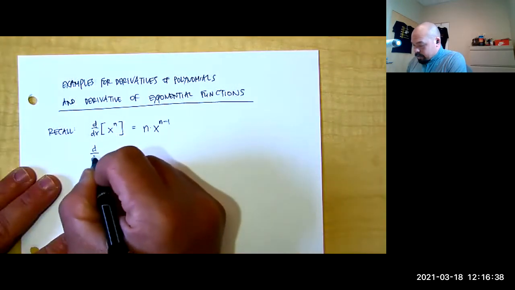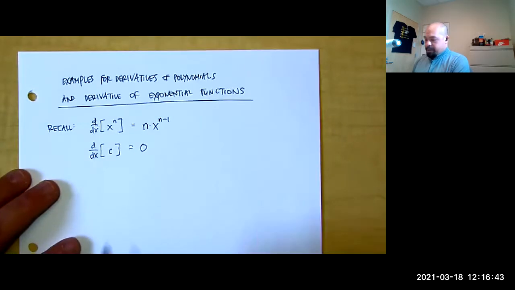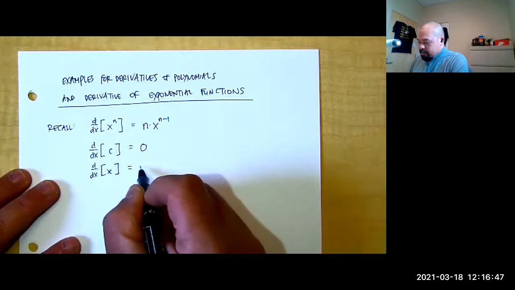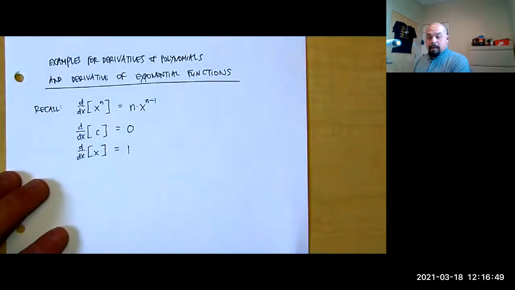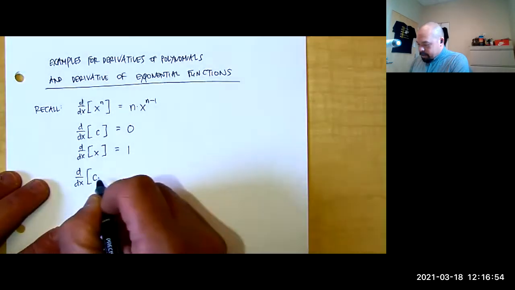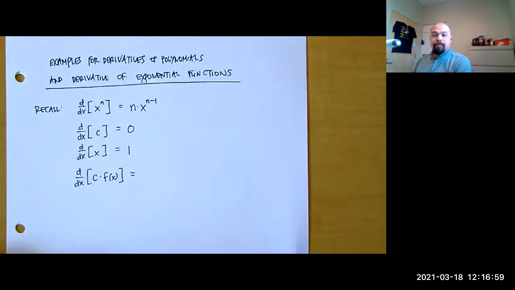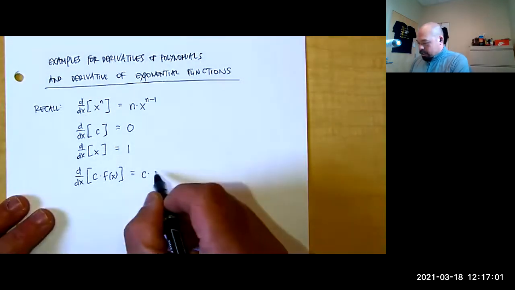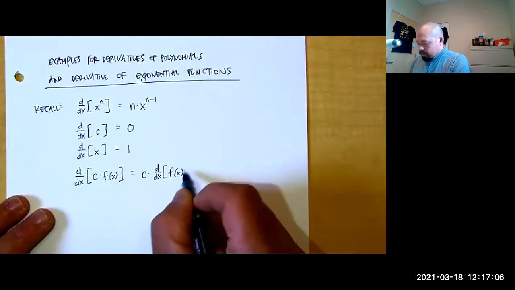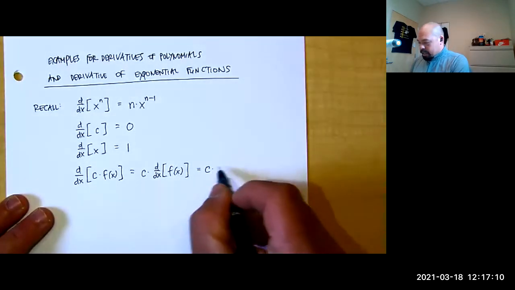Likewise, the derivative of a constant is 0. The derivative of x to the first, our linear term, is 1. And if we happen to have a constant in front, we bring that constant out and multiply it by the derivative of that function, or c times f prime of x.